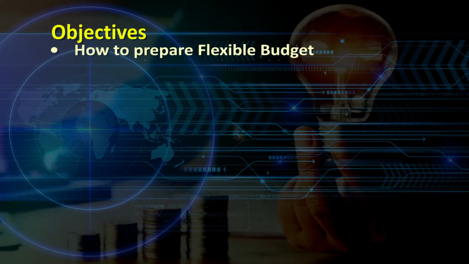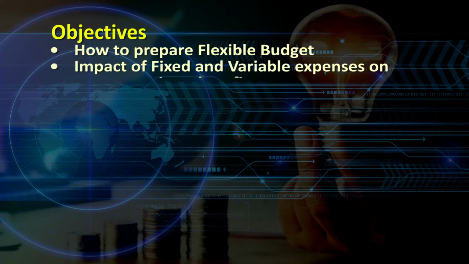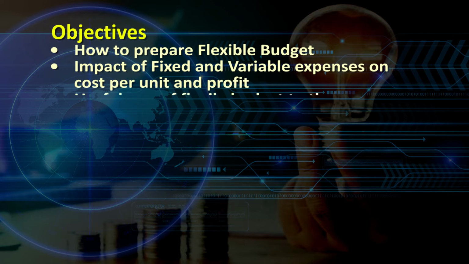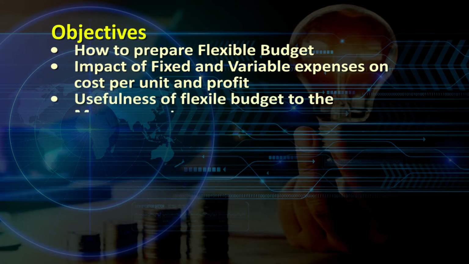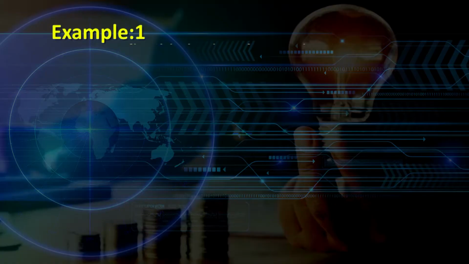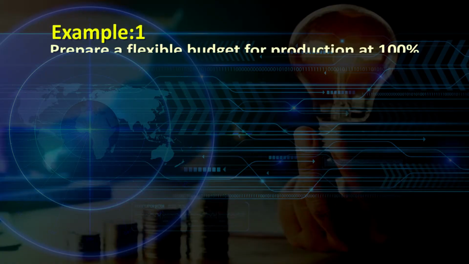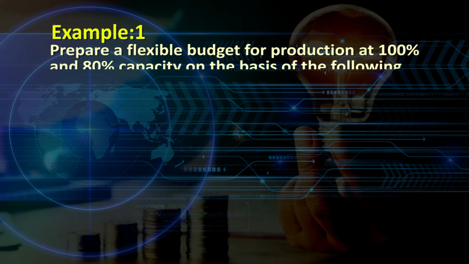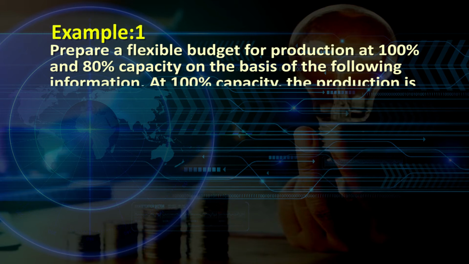After studying this session, you will be able to understand how to prepare a flexible budget, the impact of fixed and variable expenses on cost per unit and profit, and the usefulness of a flexible budget to the management. Let us first of all take an example to learn how to prepare a flexible budget. Prepare a flexible budget for production at 100% and 80% capacity on the basis of the information that follows.